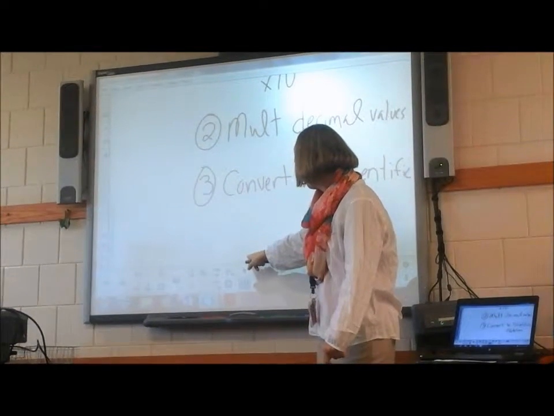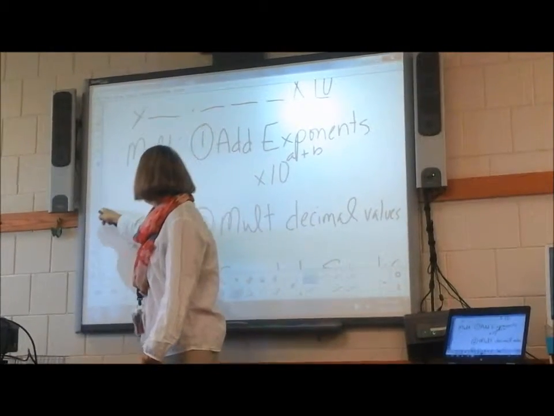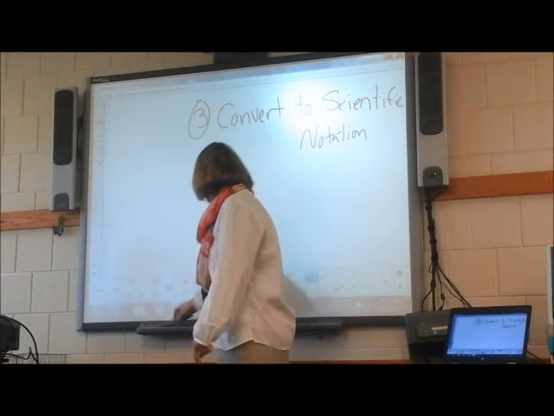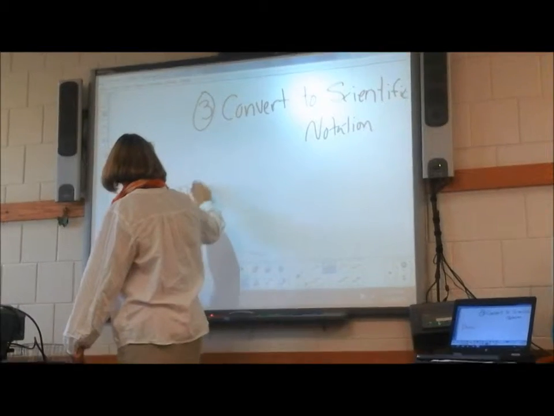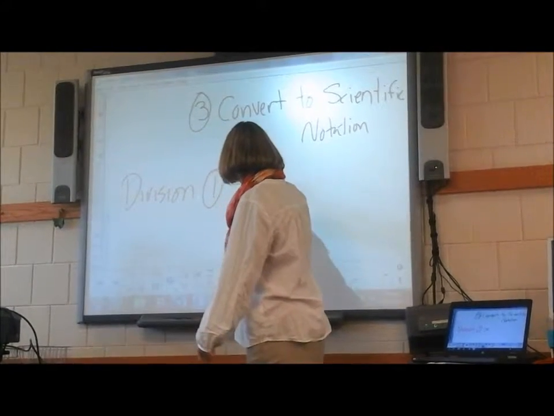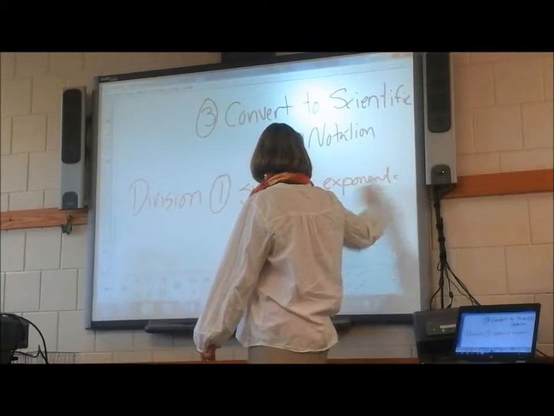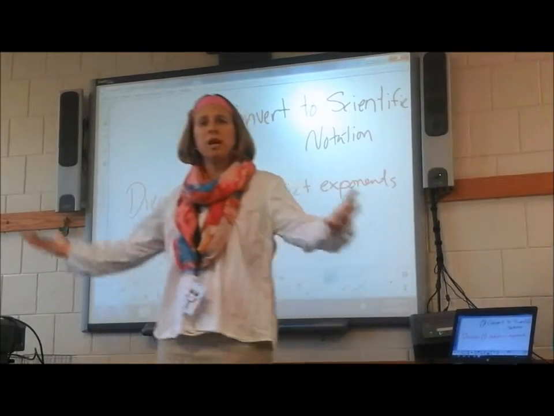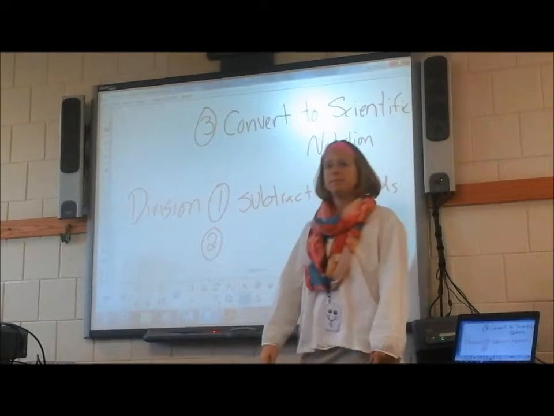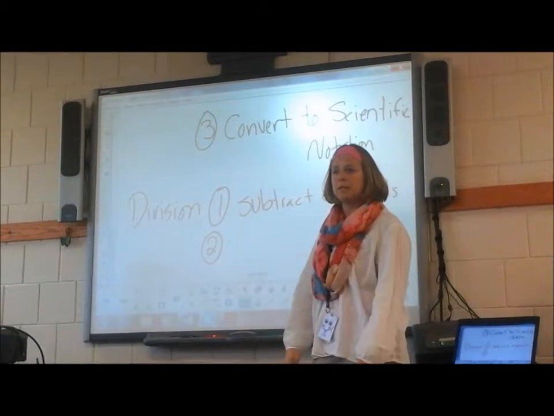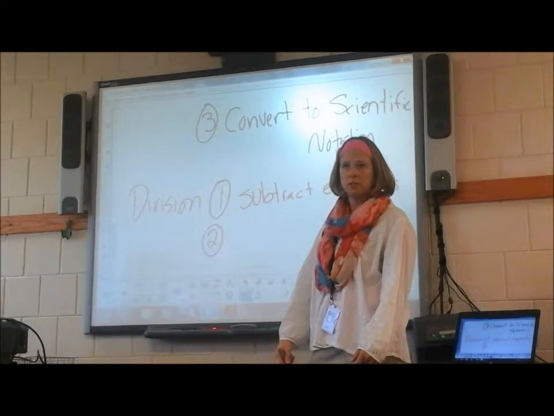What are you going to do for division? How are we going to change it from multiplication to division? Your first step is going to be what? You're going to subtract your exponents. Same rules apply, only you're dividing, so your exponents subtract. Second step: we multiplied the decimal numbers in multiplication. In division, what are we going to do?